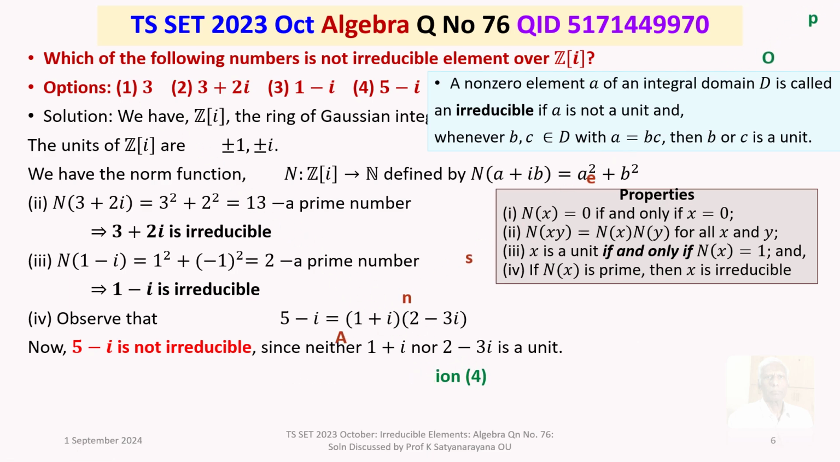So that is the detailed discussion of the solution of a problem which is based on the concept of irreducibility of elements, and this is basically from ring theory and broadly from algebra, that has appeared in the TS Set 2023 October examination. Right. I am sure that you have understood the solution of this problem.